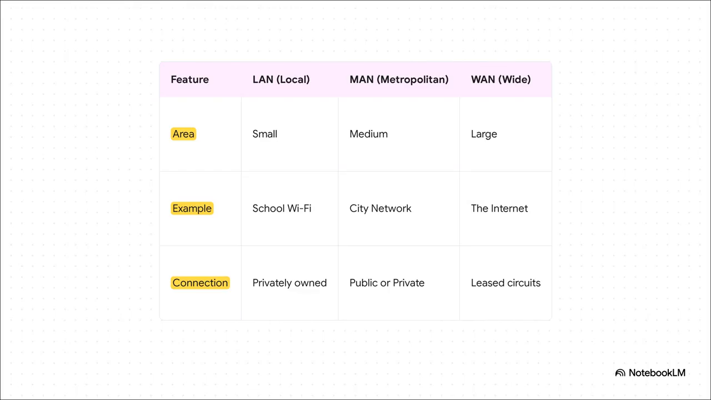This table right here is perfect for comparing LAN, MAN, and WAN. Now, for an MCQ exam, you'll want to pay really close attention to the area and example rows. Understanding that a LAN is for a single building, while a WAN can be the whole internet, that's a classic distinction they love to test.